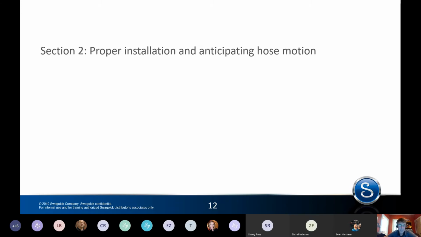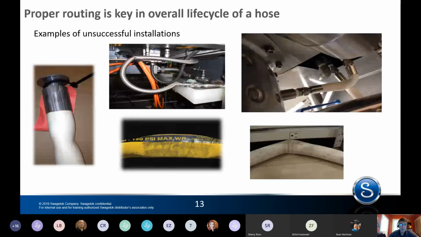All right. We'll move on now to two reasons that hoses generally fail. The first one being improper installation, or basically understanding proper installation. And we see these all the time. Again, we have a group of field engineers, hose advisors, that go out to the field and look at hose issues that come up. And these are just a small bit of examples of things that we've seen.